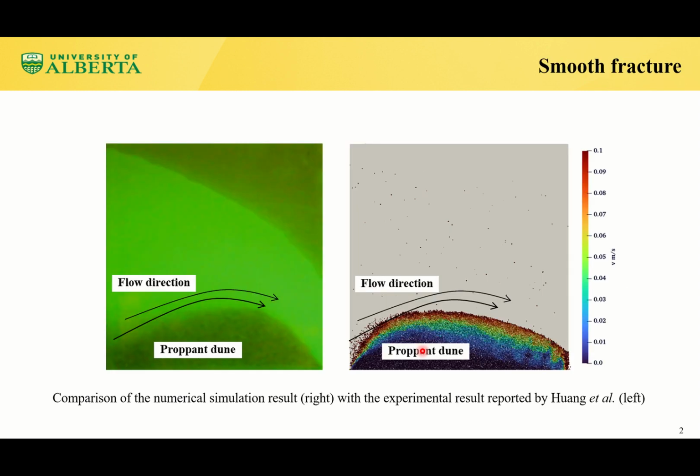This shows the simulation results in a smooth fracture. This picture shows the comparison between the simulation result and the experimental result. Left is the experimental result. We can see that proppants are injected from left to right. A regular sand dune is formed on the bottom of the fracture. Right is the simulation result. We can see that simulation results agree well with experimental results, which validates the accuracy of the numerical model.